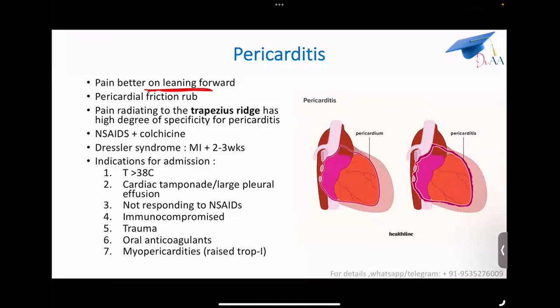Doctor, in any traumatic cardiac tamponade, we cannot do pericardiocentesis? No, that's a contraindication.